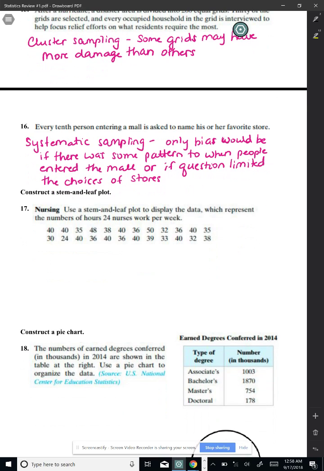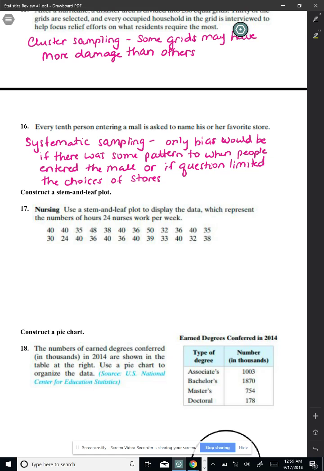On number 16, every 10th person entering a mall is asked to name his or her favorite store. Since they're standing there and getting every 10th person, that's called systematic sampling. Bias could be only if maybe you were only there in the morning, so you were only getting a certain group of people, if there was some kind of pattern to when they entered the mall. So for example, if you were there on a school day and you were there in the morning, you might only be getting older people or retired people. You wouldn't be getting students, so that might affect how they answered what their favorite store was.